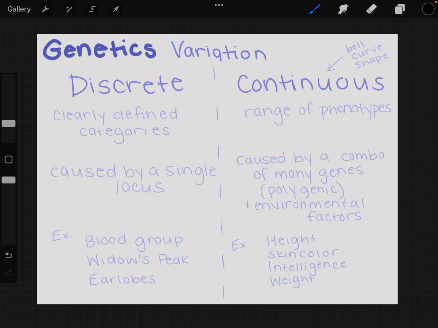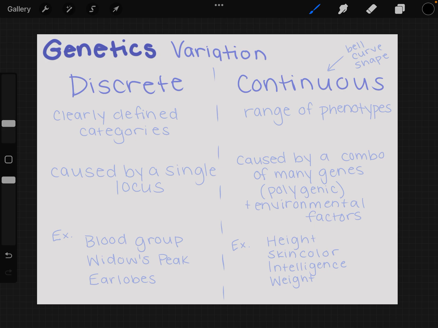So I've been mentioning this entire time, genetic variation, genetic variation, genetic variation. So who cares? Let's talk about discrete versus continuous variation. Discrete is going to have clearly defined categories caused by a single locus or location on the chromosome. So this is going to be our monohybrid. Some examples are blood group, whether or not you have a widow's peak, and if your earlobes are connected to your head or not. Whereas continuous is going to be, just like in math class, a range of phenotypes. This is going to be caused by a combination of many genes. This is called polygenic. And it can also be influenced by environmental factors.